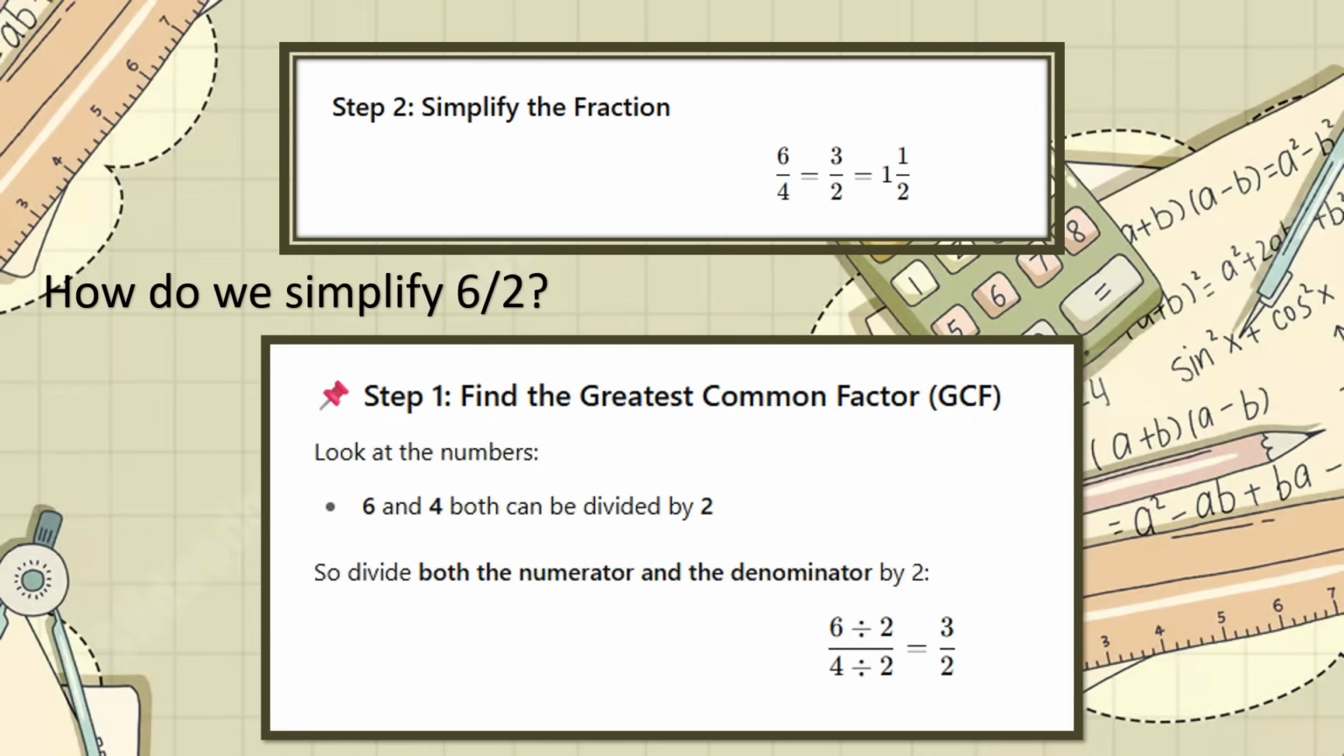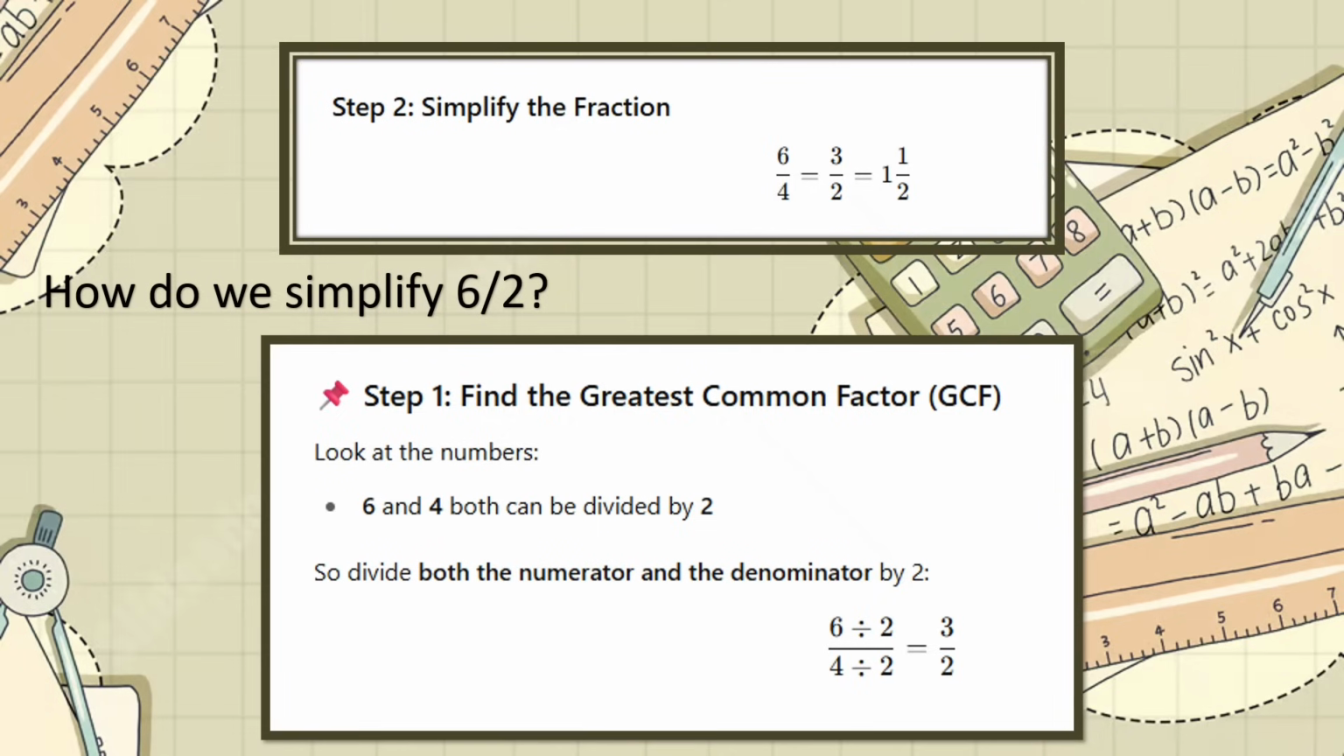Okay, so how do we simplify the 6/4? We have here a clearer visual representation on how we simplify it. You need to find the greatest common factor, or the GCF. Let's look at the numbers. 6 and 4 both can be divided by 2. So divide both the numerator and denominator by 2. 6 divided by 2 is 3, and 4 divided by 2 is 2. Again, we get an improper fraction, but it is in its simplest form.